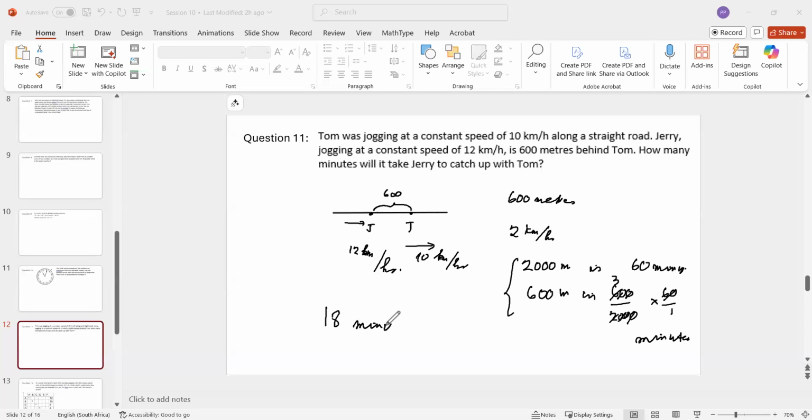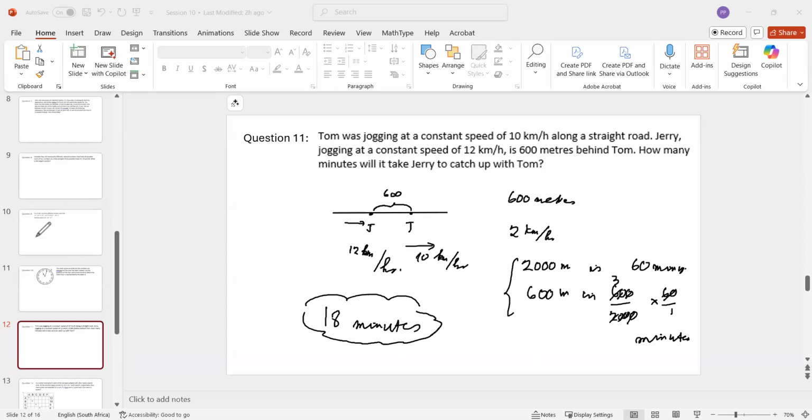So you'll catch up with him in 18 minutes. Yeah, the trick is you say, I'm sure he's traveling at 2 kilometers per hour faster than the other fellow. So it's as if the other guy is standing still and he has to cover 600 meters, right? And how long will it take him to do that?